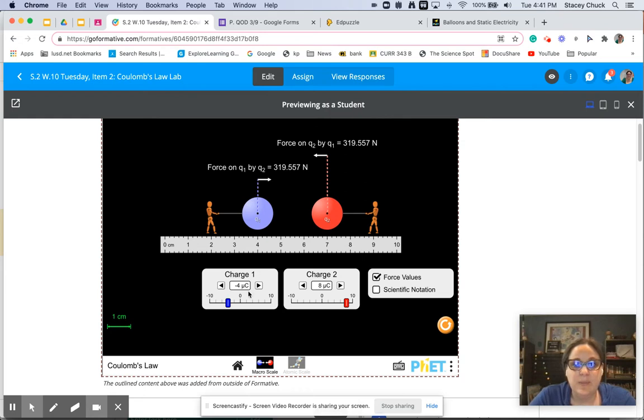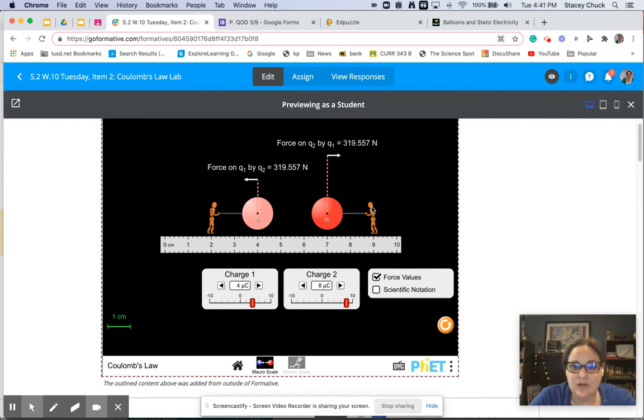Now, if I were to flip the charge of one of these so that both Q1 and Q2 have the same sign, meaning positive or negative, let's look and see what happens to the arrows. Okay, so what I did is I changed charge 1 from -4 to +4. So let's take a look at the arrows now. Now they're pointing away from each other. This indicates that they're no longer attracting, but they're repelling. They're being pushed away from each other.